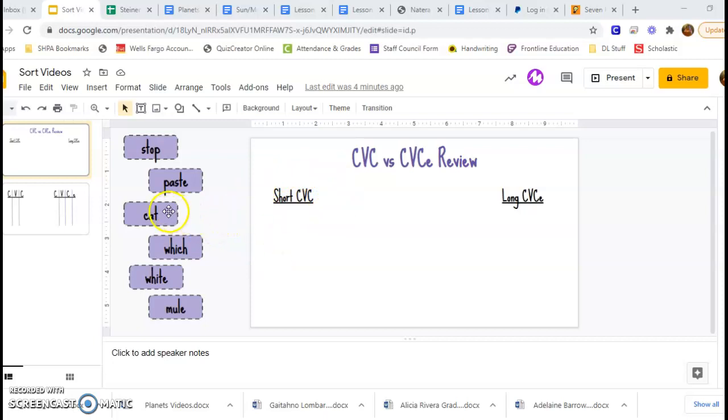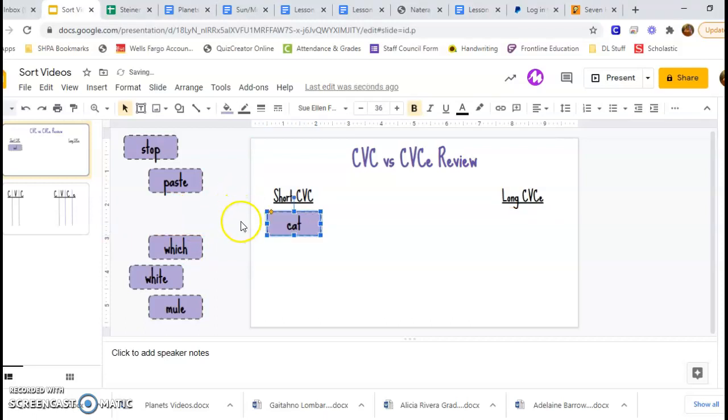One word that I see right away is cat. If we stretch this word out like bubble gum, we'll hear that short A, cat. We can hear that short A sound. We also can see that it has the CVC pattern. The letter C is a consonant, A is a vowel, and C is a consonant again. All right, let's go back to our list and look for another word that is short CVC.